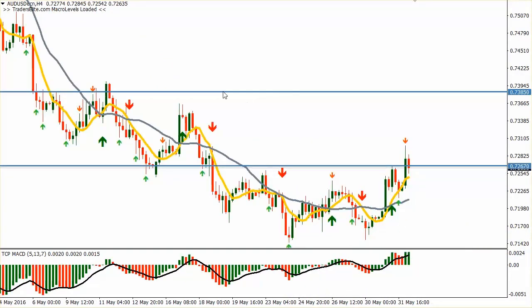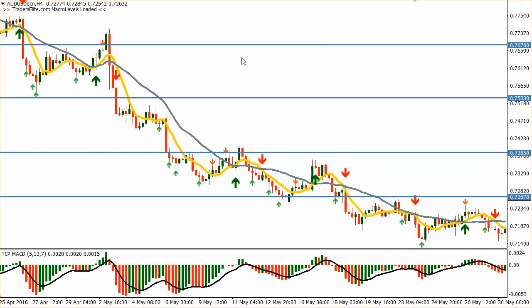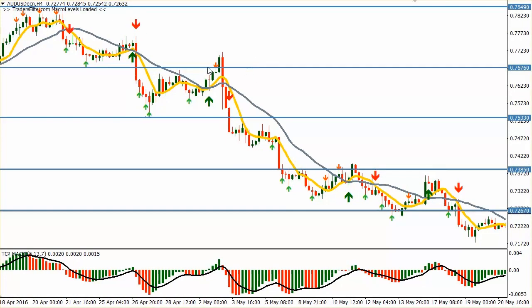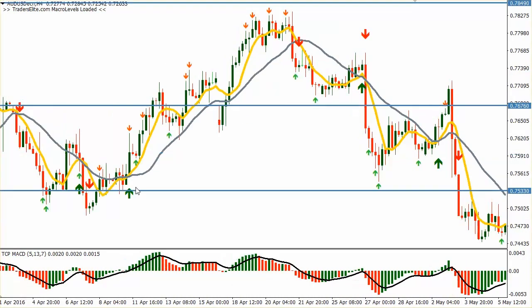Okay, Aussie on the 4 hour here, if we scroll back a little bit, see historically some moves we've got. Let's have a look. Say in the upside, here's a nice example. We've got an upside trend catcher trade. It's sitting above the macro level, giving us that additional support behind that trade that we take.